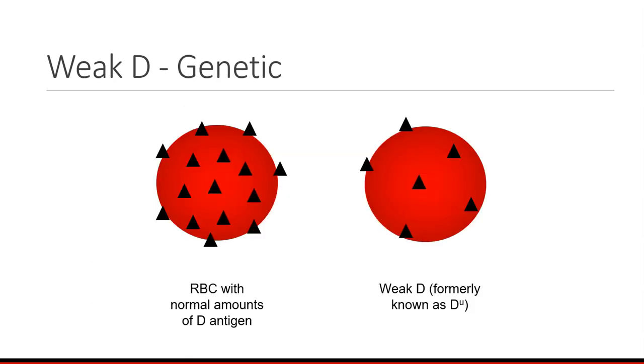So this graphic illustrates the differences between a genetic weak D and a normal D person. On the left you see an RBC with normal amounts of D antigen, and on the right hand side you see a person who has very spotty D antigens, which will result in a weaker expression of the D antigen to the extent that on immediate spin it is negative. One thing that I want to reiterate, that when you're doing D typing, you should always get 3+ to 4+ reactions.